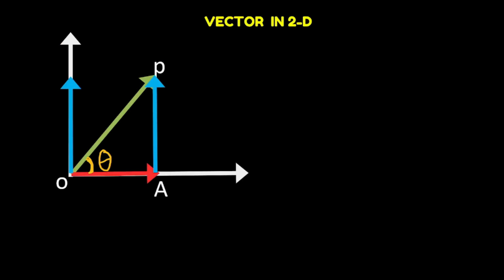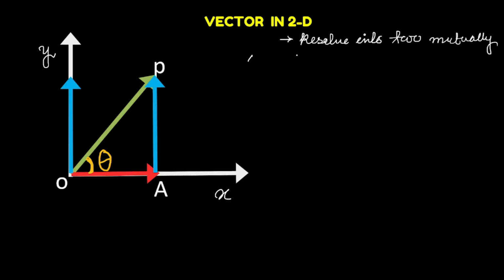So let's start. A vector in 2D means in a plane. Okay, so a vector in 2D can be resolved into two mutually perpendicular components. Okay, so how do we represent?